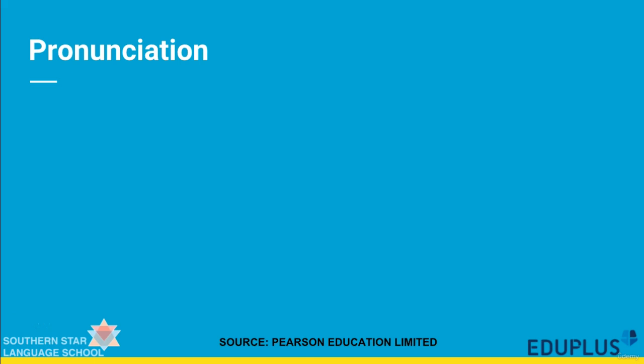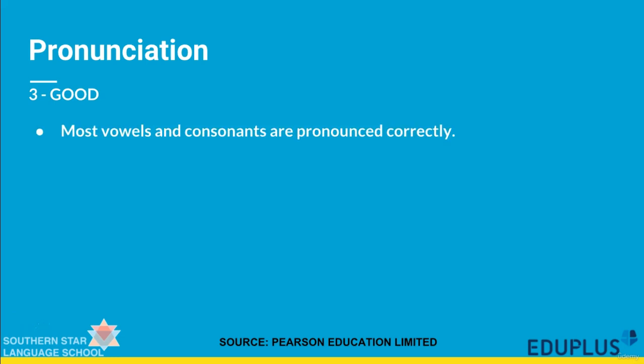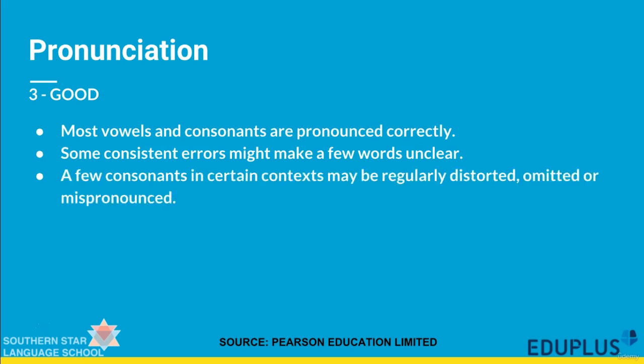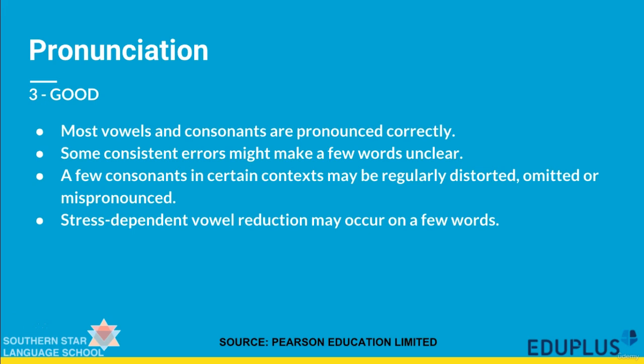A person will get 3 points and be considered to have good pronunciation when most vowels and consonants are pronounced correctly. Some consistent errors might make a few words unclear, but a few consonants in certain contexts may be regularly distorted, omitted, or mispronounced. Stress-dependent vowel reduction may occur on a few words.